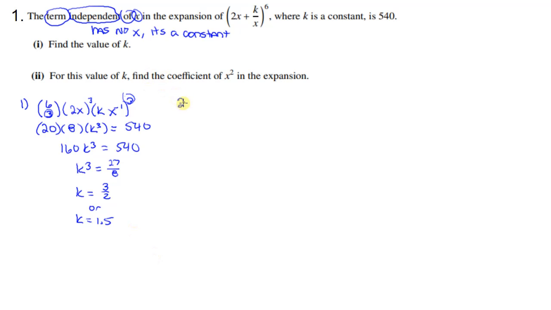Now that I've figured out what k is, they want me to plug it in and then figure out what the x squared coefficient is. So again, I'm going to make it 2x plus 1.5 times x to the negative 1, and then to the 6th power. Once again, I don't need to do all of the expansion. I just need to do the one term I'm interested in. So I'm going to go ahead and lay it out.